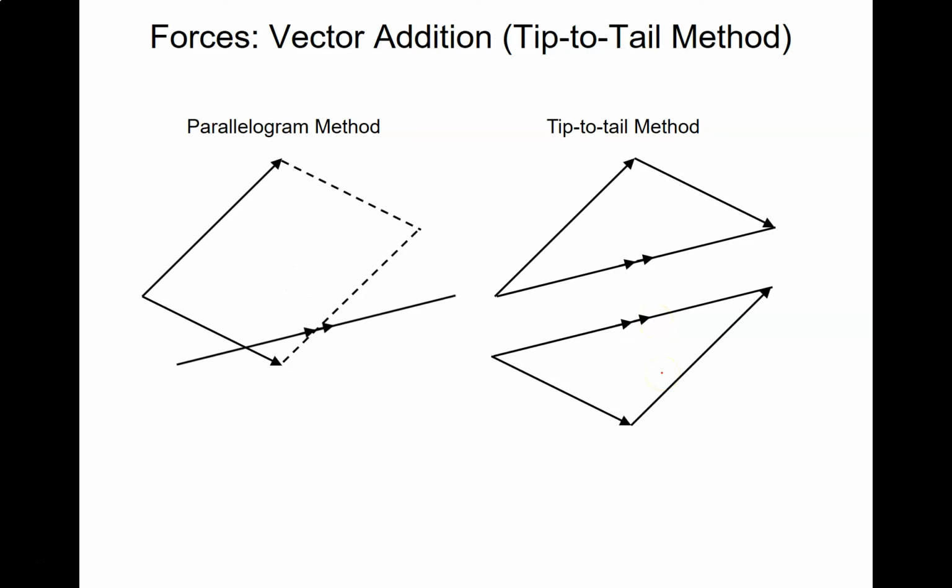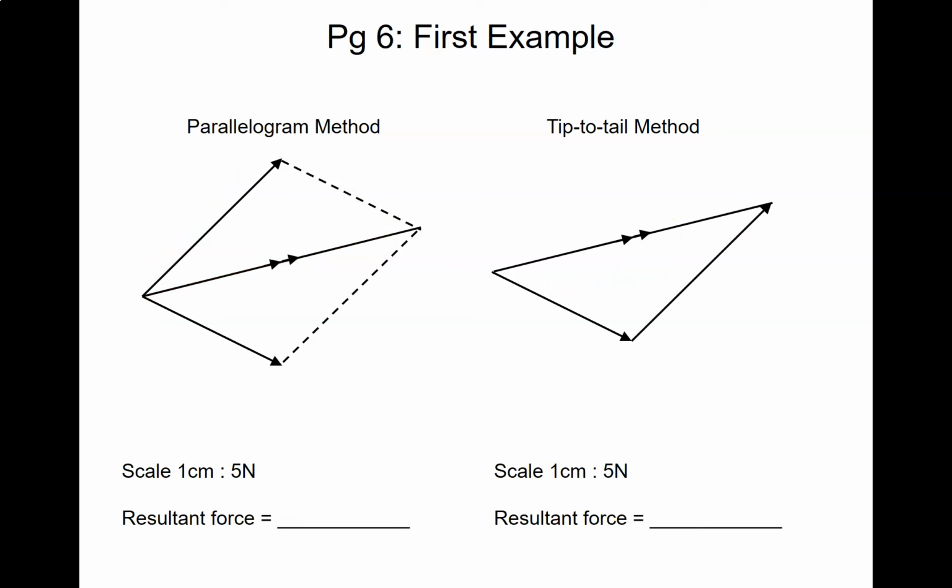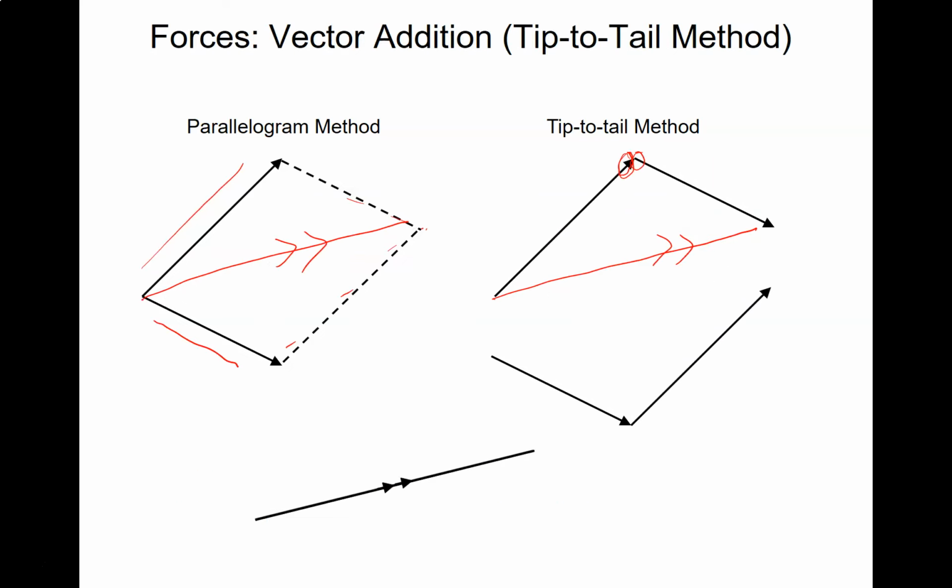So if I compare parallelogram, the first tip to tail and the second tip to tail, all the resultant forces are the same. So what's the difference between the parallelogram and tip to tail method again? For the parallelogram, after you draw out the two forces, you draw the parallelogram and then you draw the resultant force. For the tip to tail method, you must slide one of the forces such that the tip of the force touches the tail of the arrow over here. Then you draw your resultant force like that. So basically, that is the main difference.